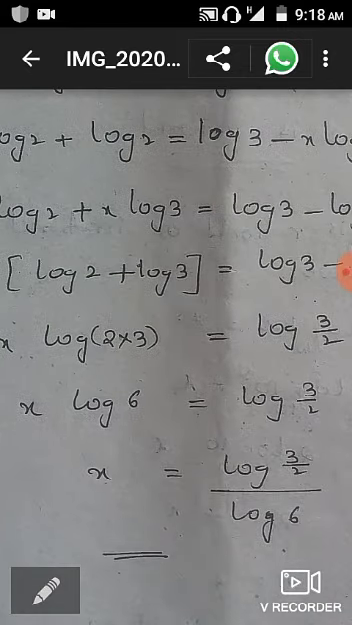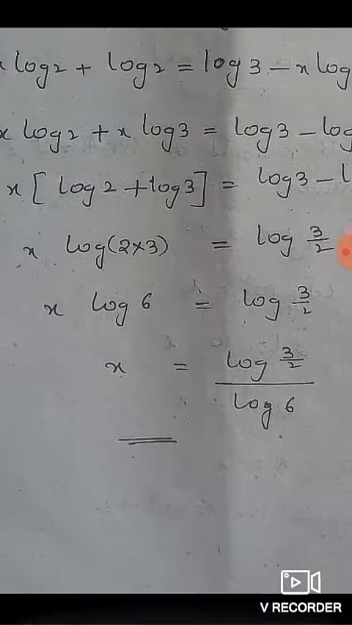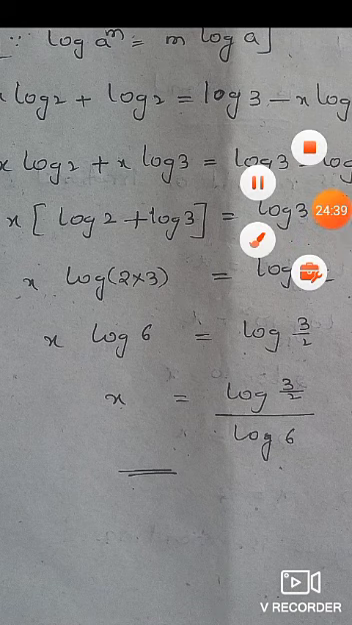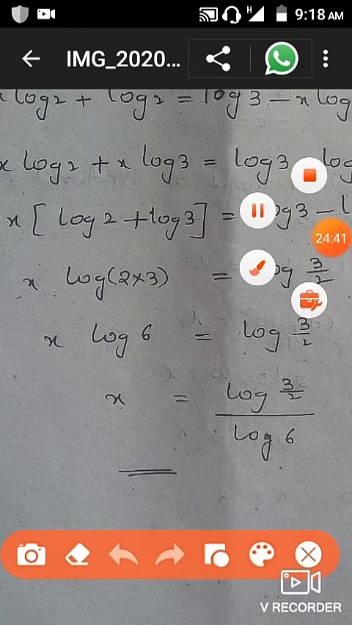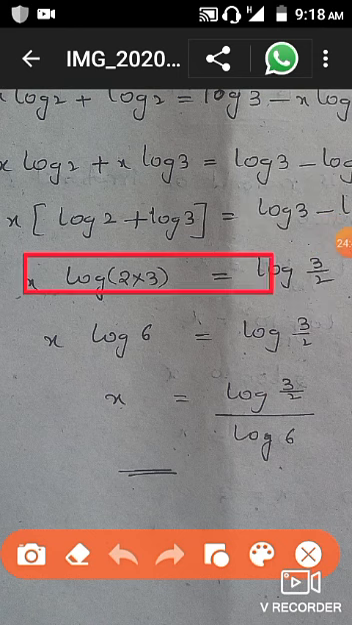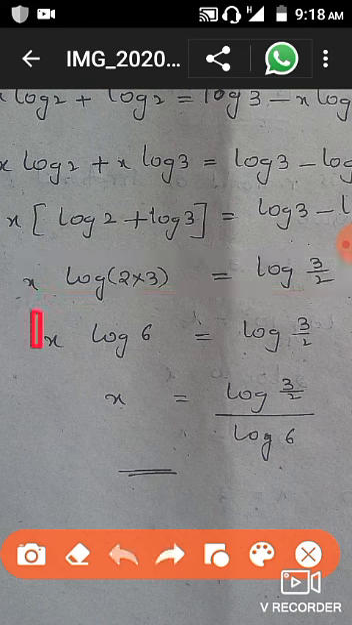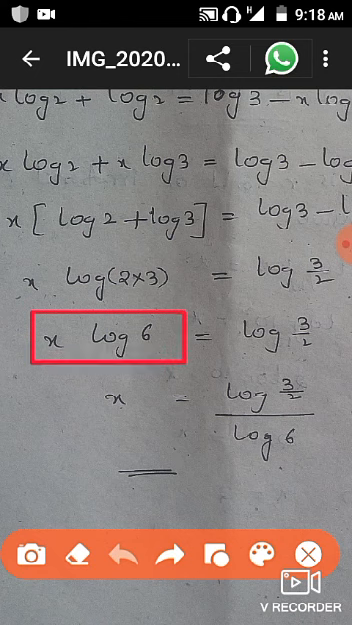So here, see here up to here completed. So x log 2 into 3 equals log 3 by 2, completed. So log 2 into 3 what? Log 6. So x into log 6. 2 into 3 what? Log 6. Here, same as it is, log 3 by 2.